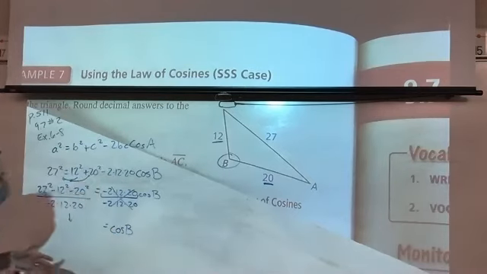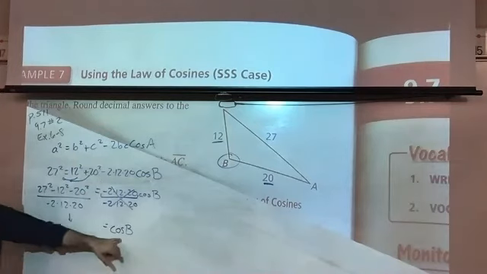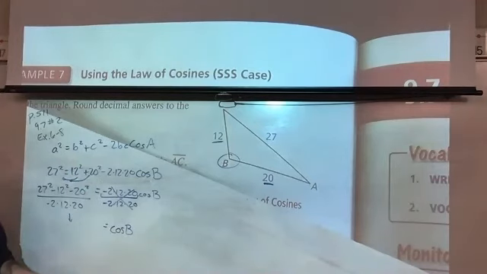So what do we have to do? Anytime you're looking for the angle, we have to do the inverse. So we're going to end up, guys, doing the inverse cosine of this whole thing. The inverse cosine of that whole thing.